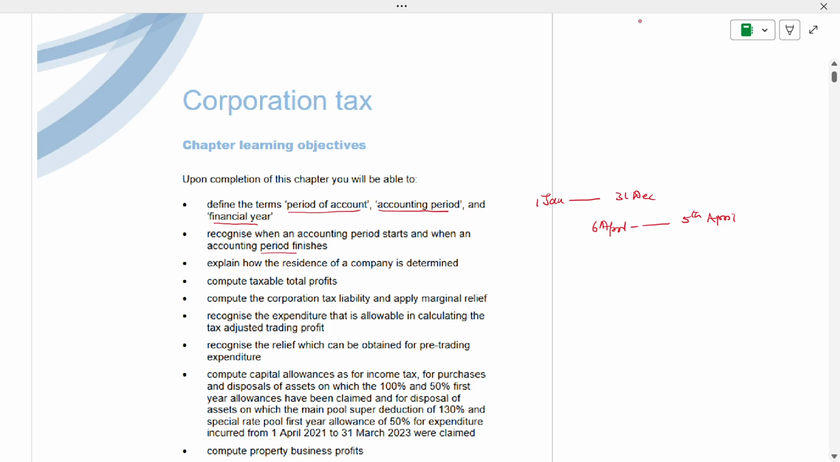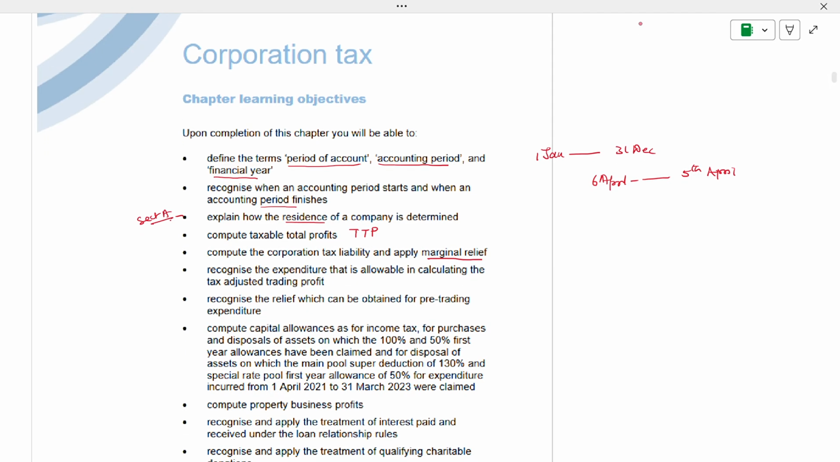Explain how the residence of the company is determined. This will be there in section A, MCQ. Section A: what is the TTP, total taxable total profits? Compute the corporation tax liability and any marginal relief. There is a formula for that marginal relief. You have the tax adjusted trading profit. Recognize the relief which can be obtained for pre-trading expenditure.